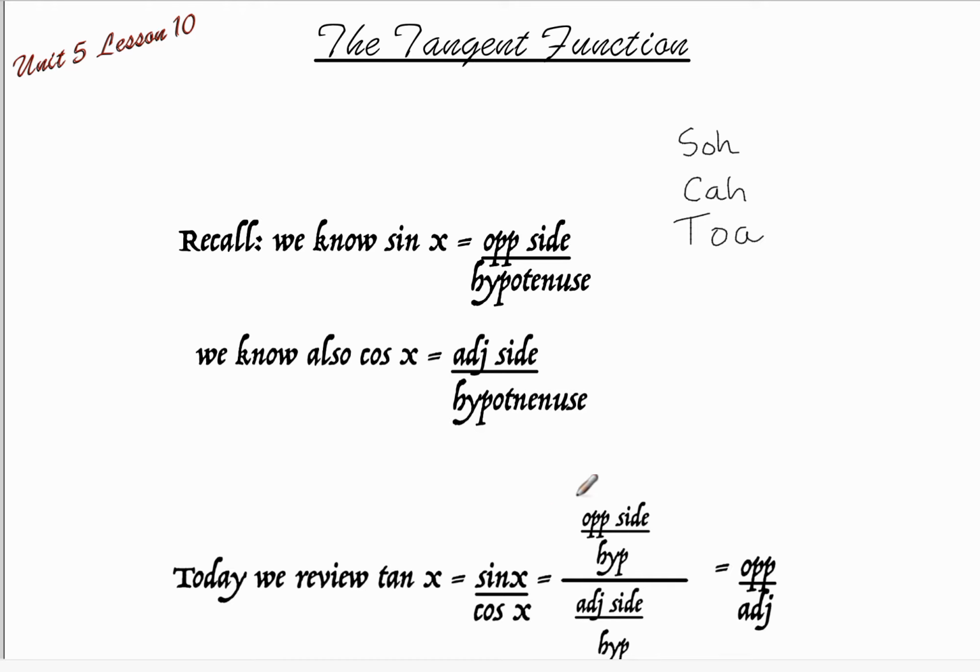Well, where'd they get opposite over adjacent from? This is what's more powerful in trig: the definition of tangent as sine divided by cosine. If we just substitute it in, sine is really the opposite side over the hypotenuse, and cosine is the adjacent side over the hypotenuse. Hopefully you remembered a quick cancellation leaves us with opposite over adjacent, thus getting us TOA.